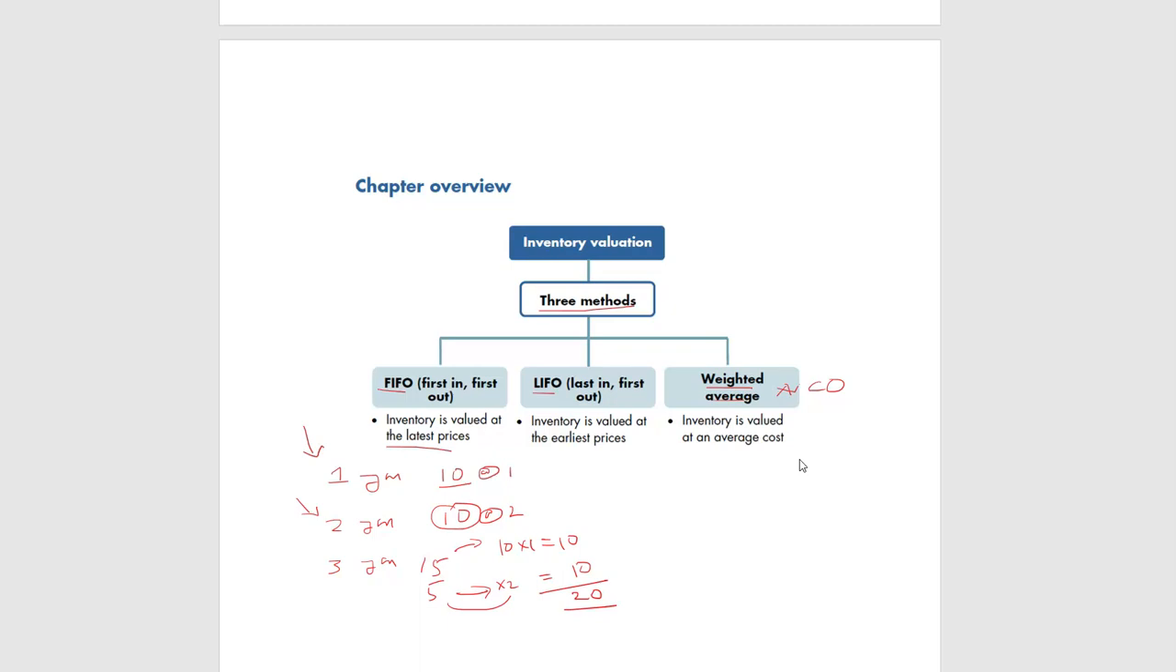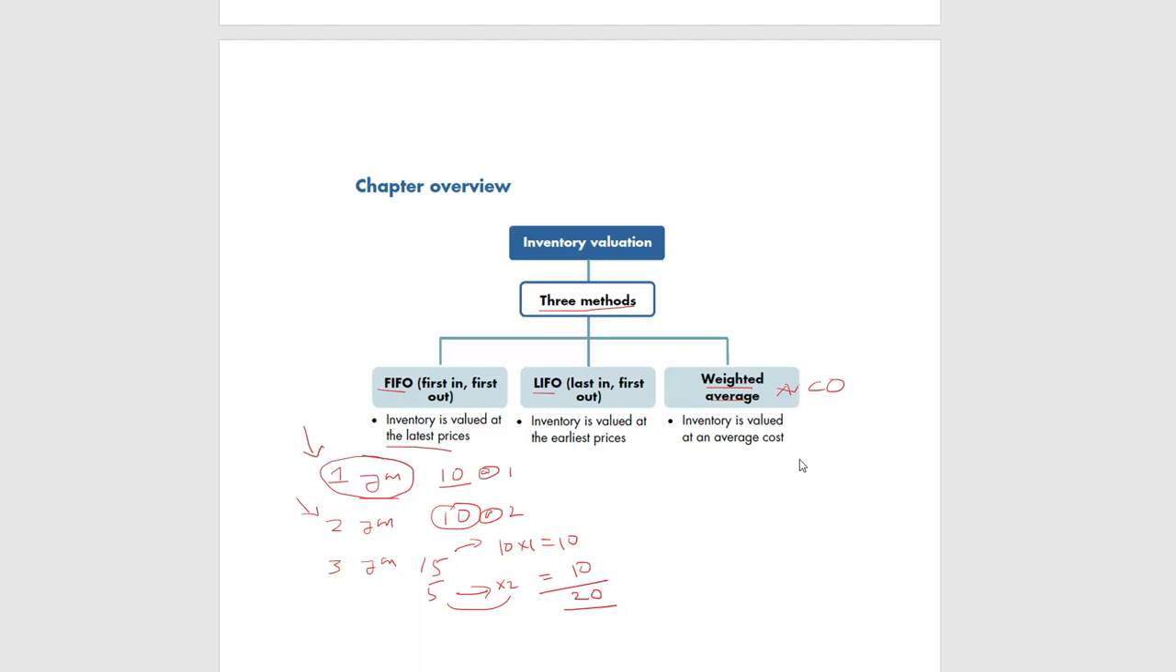So what's happening here is we take the first one first. First in, first out. On 1st of January the product came in first, that's why I have to take it out first. Whoever came first will be out first. If I do the same thing for LIFO, I do it the opposite way.